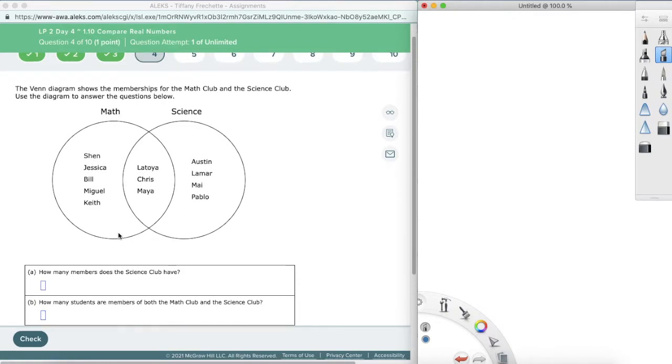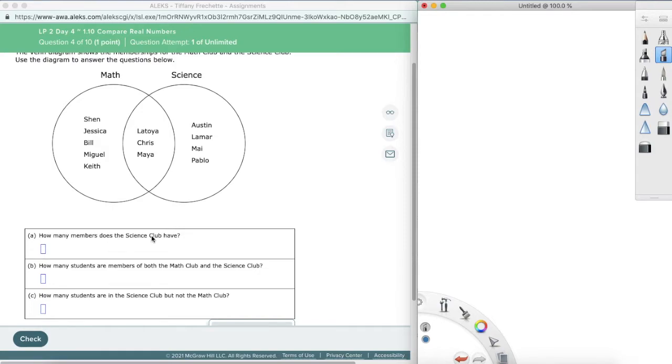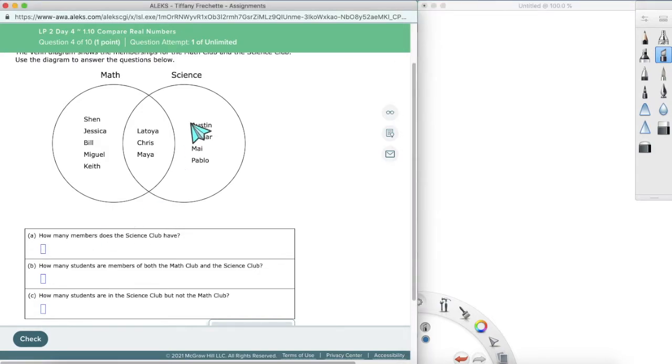So how many members does the Science Club have? We need to look at the entire circle for Science Club. So we have these 4 that are only in science, but we also have these 3 that are in both. So that's 7 total.